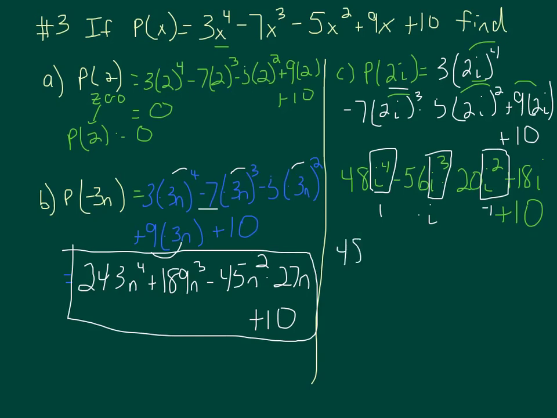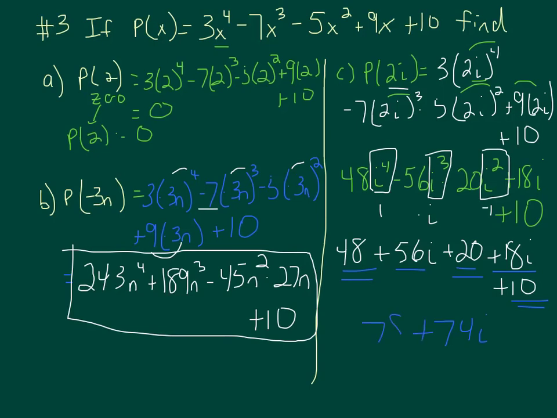So, now that you remember all this, simplify. So we got 48 plus 56i, because 2 negatives, plus 20, because 2 negatives, plus 18i, plus 10. And now just combine your like terms. So 56i and 18i is 74i, and 20, 10, and 48 is 78. There you go. And again, you could actually have done that one on your calculator as long as you were in a plus bi mode. That's a good way to check your work.